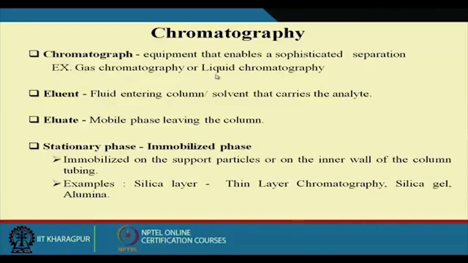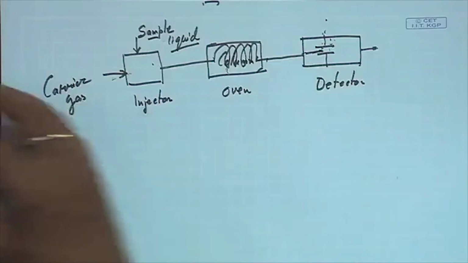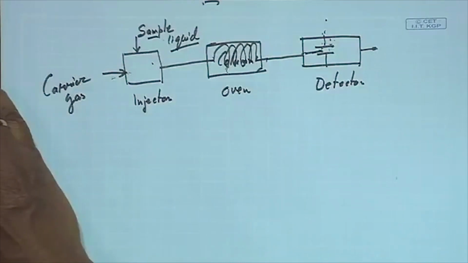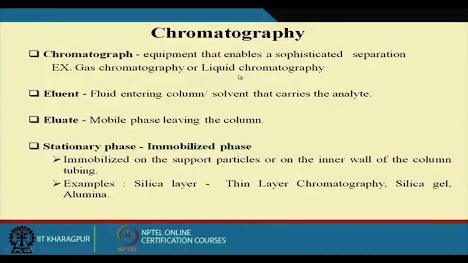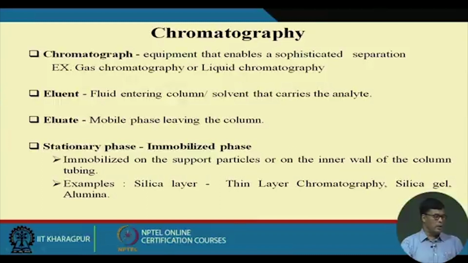In the liquid chromatograph, the mobile phase will be liquid. The advantage of this liquid chromatograph is that we can analyze both the volatile and non-volatile components present in the liquid. Suppose I can give the example of glucose. Glucose is a non-volatile organic material, so this cannot be separated in the gas chromatograph.